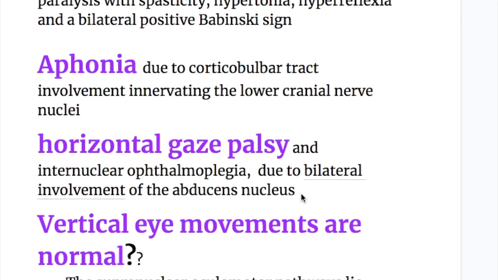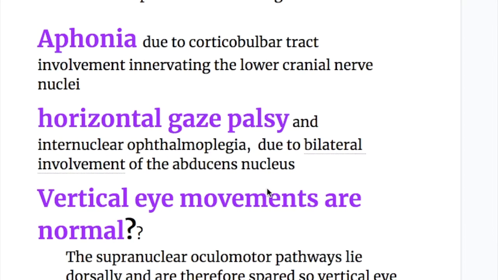Second feature is aphonia due to corticobulbar tract involvement innervating the lower cranial nerve nuclei. Patient has horizontal gaze palsy, complete and bilateral horizontal gaze palsy, and internuclear ophthalmoplegia due to bilateral involvement of the abducens nucleus. So bilateral involvement of the abducens nucleus causes paralysis of the ipsilateral lateral rectus muscle and contralateral medial rectus muscle because it is connected to the contralateral oculomotor nerve nucleus via the medial longitudinal fasciculus. So both the lateral recti and medial recti are paralyzed, causing complete and bilateral horizontal gaze palsy.